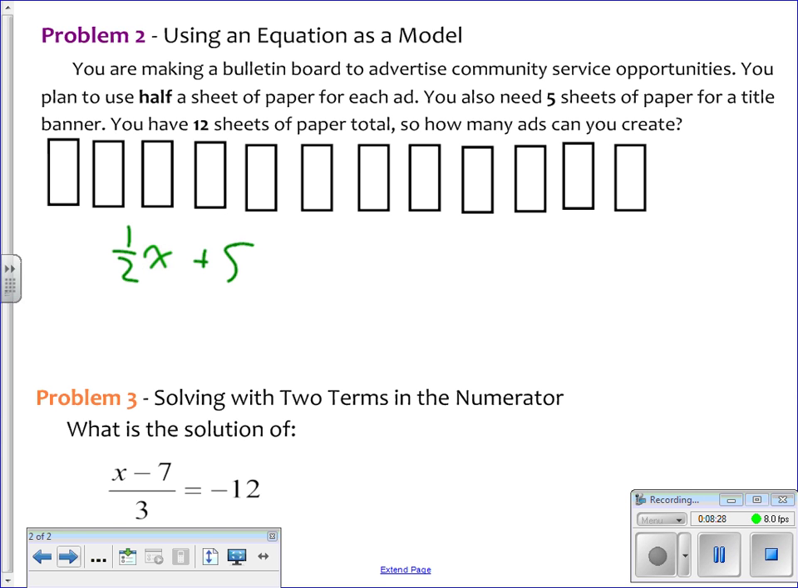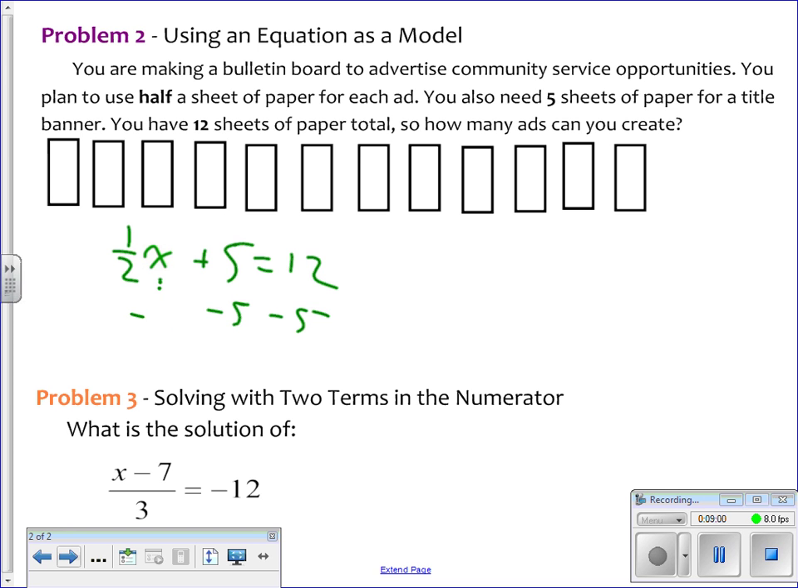The question is, if I have 12, if this is equal to 12, how many people can advertise? How many notes can I put up on the bulletin board? That's my equation. Half sheet per person. That amount changes depending upon how many people want to put on there. 5 sheets are used no matter what. If I have 12 sheets of paper, how many people can post on my bulletin board? Solve my equation.